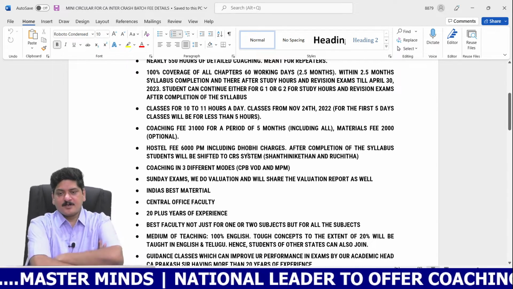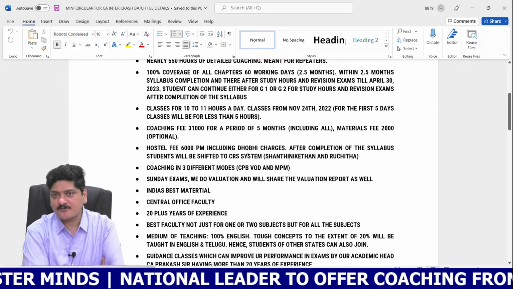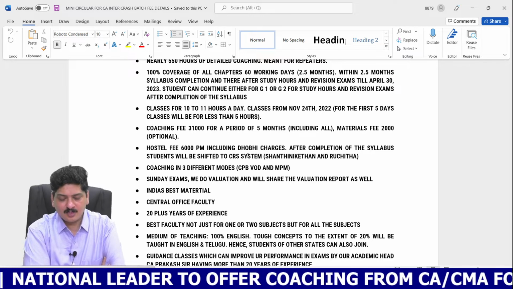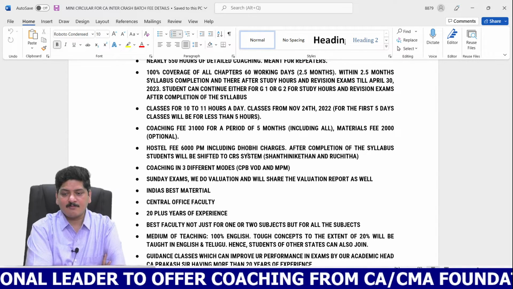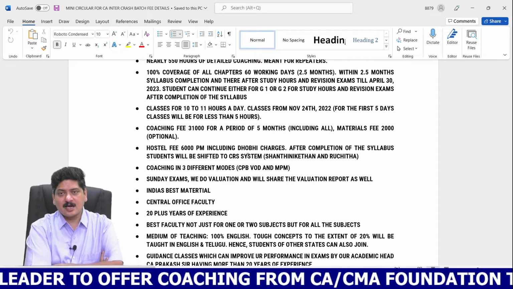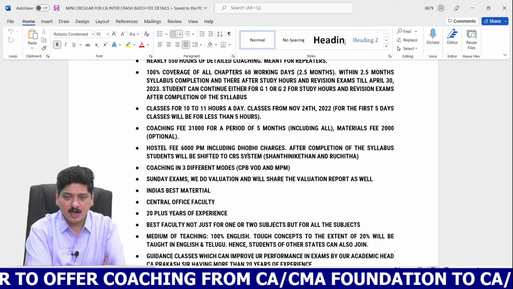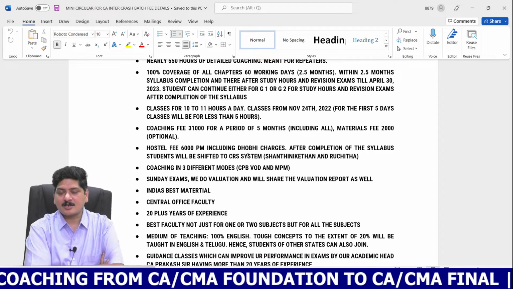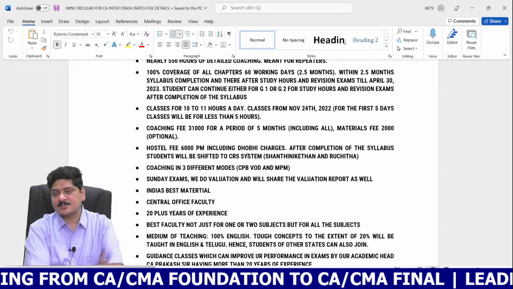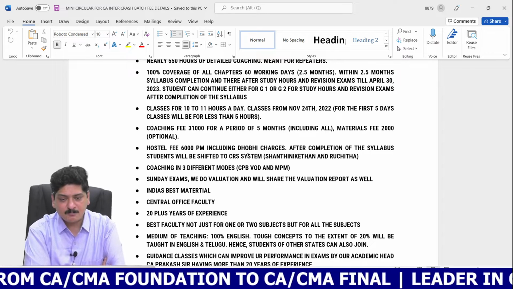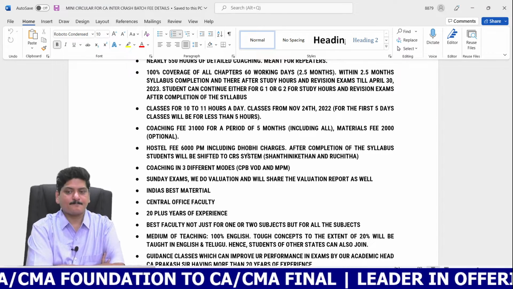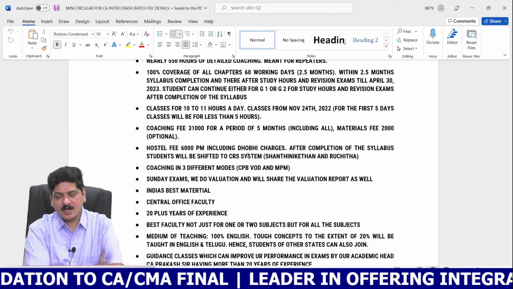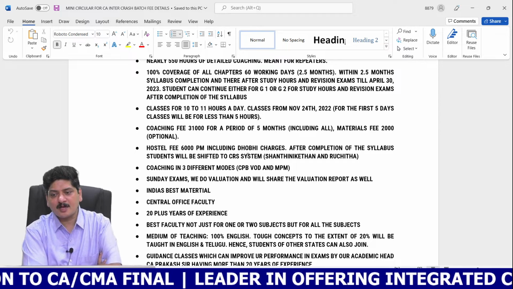And the coaching fees for a duration of 5 months, including all, is 31,000. The material fee will be charged at 2,000 rupees, and it is quite optional. If you already have the Masterminds material from earlier, you need not buy the material supplied by the Masterminds team. So buying the materials is quite optional in the case of the CA Inter crash batch. If you want to buy the material, it will be 2,000 rupees.